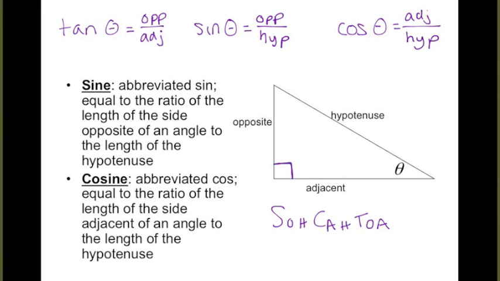So SOHCAHTOA, I will refer to, but if that's not going to work for you because you can't spell it, then make up a story for yourself or use Oscar had a heap of apples or whatever you need to be able to remember what those three ratios are.